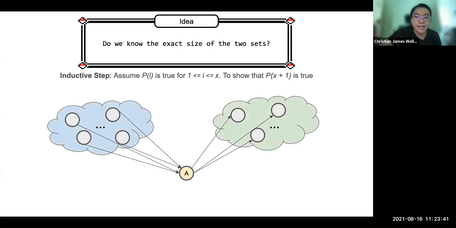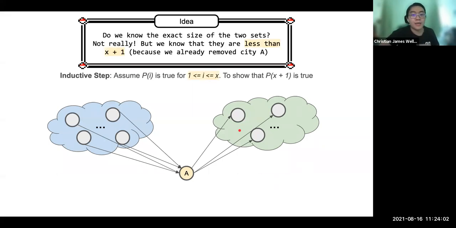Okay, I'll go on. The question we should ask is, what's the exact size? Do we know the exact size of the two sets here? We don't really, because maybe there are 4, there are 3 here. In some cases, maybe there's 1 and 7, or whatever. We don't know the exact size, but we do know that it has to be less than x+1. We started out with x+1 cities and took out A, so no matter how you divide this set, it has to be less than x+1 because we took A out.